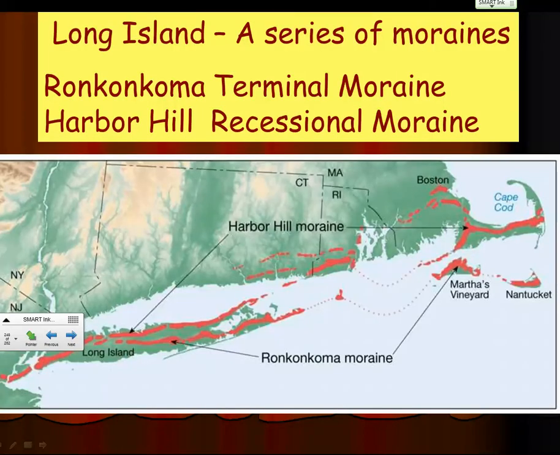Long Island, a series of moraines, like the Ronkonkoma terminal moraine, the Harbor Hill recessional moraine. And you can see it's not just Long Island that has these moraines, terminal moraine and recessional moraine, but Martha's Vineyard, Nantucket, Cape Cod. These are all places that were glaciated. In fact, a lot of them wouldn't be there if the glaciers didn't dump all that sand and gravel behind as they formed and then melted.